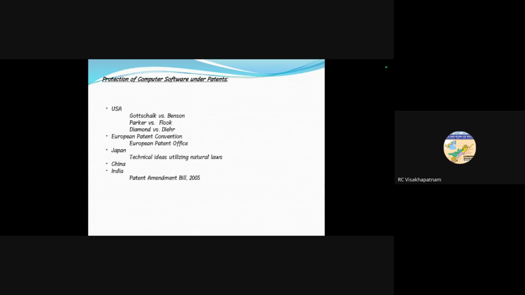And the third country which provides in its domestic legislation for protection of computer software under patents is Japan. Obviously, Japan has the universal requirement of novelty and non-obviousness. Japan is a very fast-growing country. In the 1980s, its technology was at its peak level. So at that time, along with novelty and inventive step, Japan also wants patents to be granted on anything that is a creation of technical ideas utilizing the natural laws.